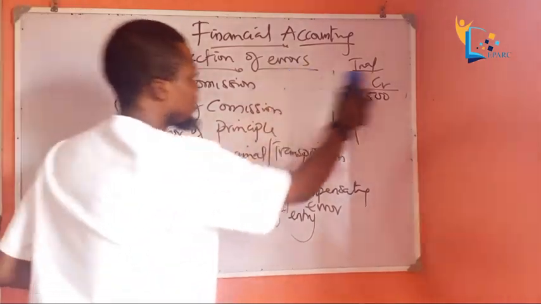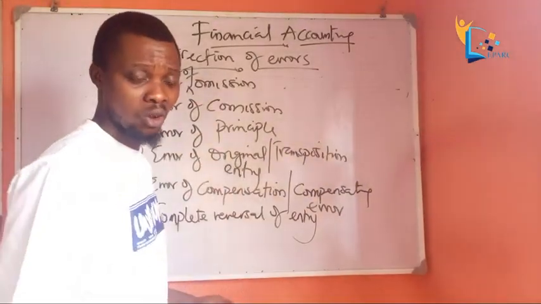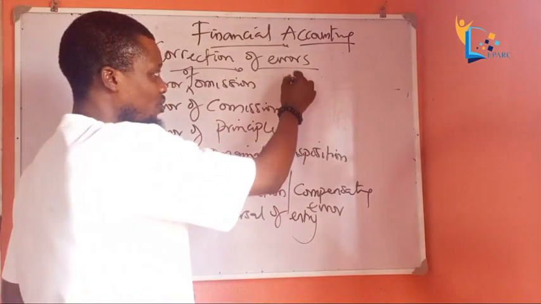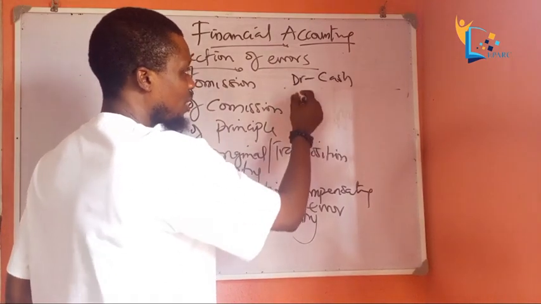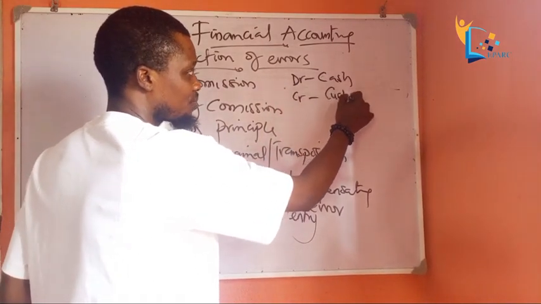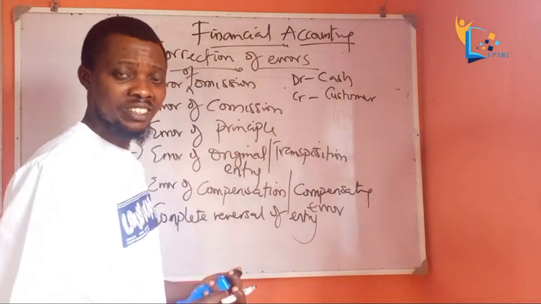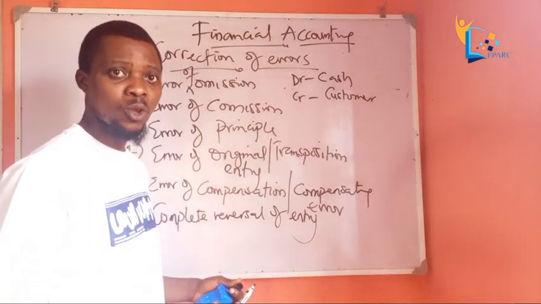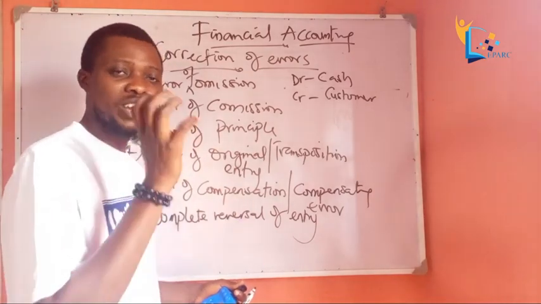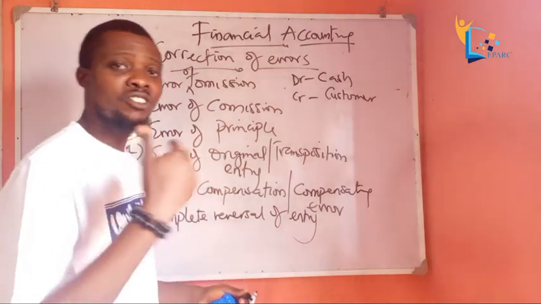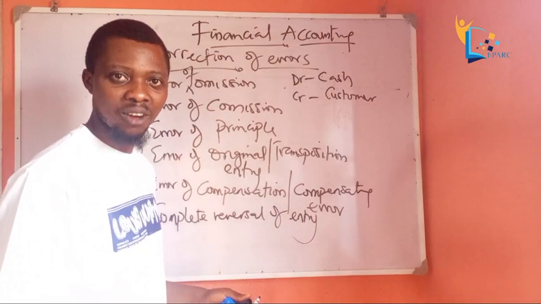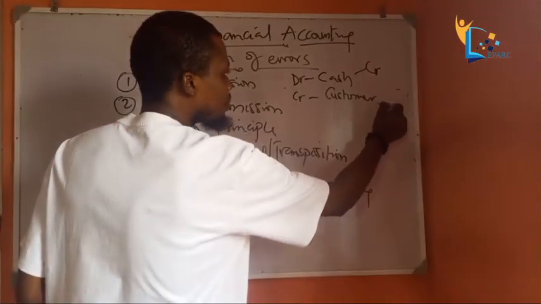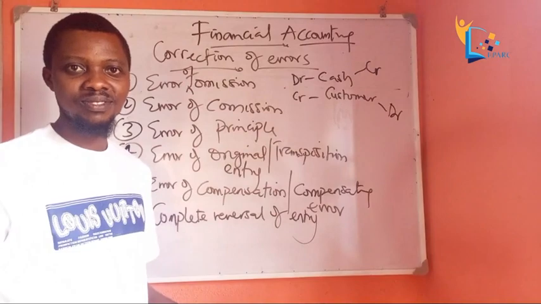Now, this is what we mean. For instance, if we receive cash from a customer, from a debtor, the cash book is supposed to be entered on the debit side, then on the credit side of the customer's account. Do you understand? If we receive money from somebody that is owing us, we are supposed to enter it on the debit side of the cash book, then pass the double entry on the credit side of the customer's account. But in this case, we commit the error by crediting the cash book and debiting the customer's account. Do you understand?